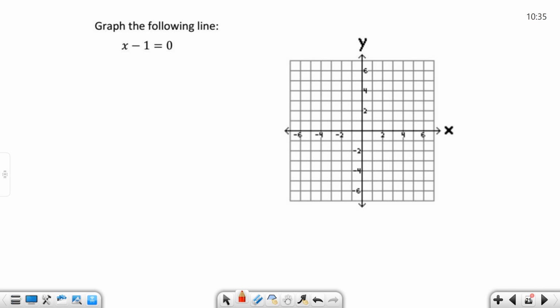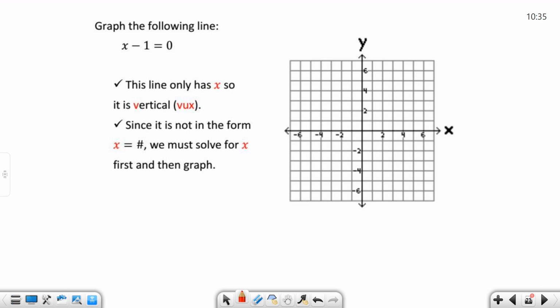What about x minus 1 equals 0? For this one, again, I recognize, hey, there's only an x, but this time it's not x equals a number, right? So again, we recognize this thing only has x, it's vertical, but since it's not in the form x equals a number, we must solve for x first, and then we can graph it, all right?